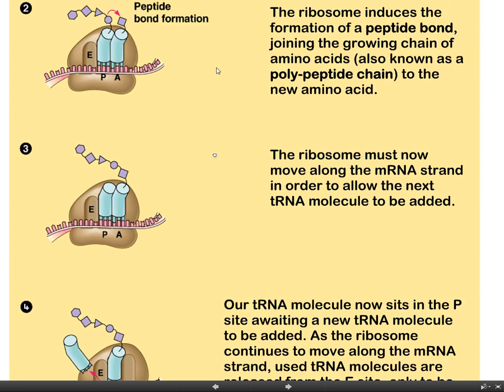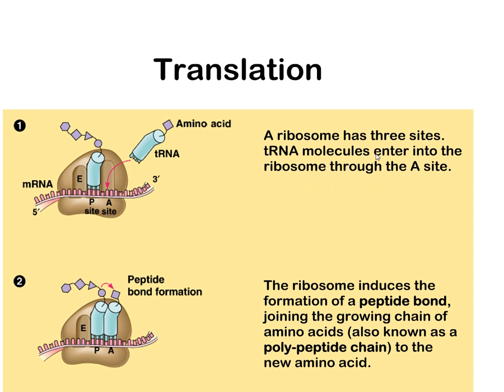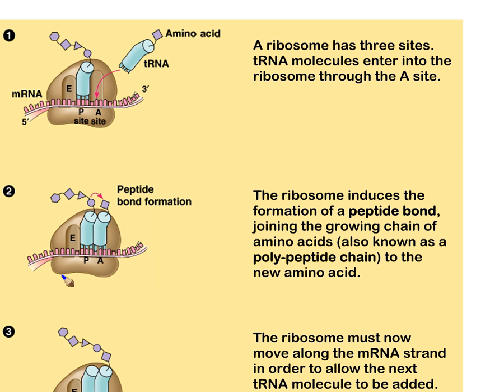So let's go through those steps one more time. So step one, a ribosome has three sites. tRNA molecules enter, so tRNA enters into the A site here. Number two, a ribosome induces the formation of a peptide bond between the adjacent amino acids. So this forms a polypeptide, which will fold into a protein.